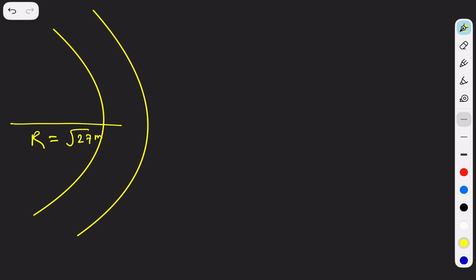This is your car, let's say. Its speed, meaning the tangential speed, is changing at a constant rate, and that is given as 1 meter per second square. That is d mod v by dt. This is given to you.